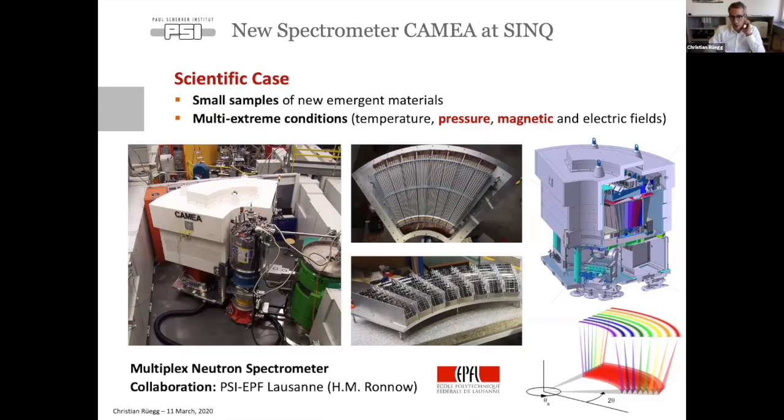You see an example here. It's a so-called multiplexing machine. It basically does a different thing to what I've just told you before. It's not only measuring the full Q and energy space, it also allows you to do that under extreme conditions, but that usually restricts the phase space you can see in the scattering experiment.